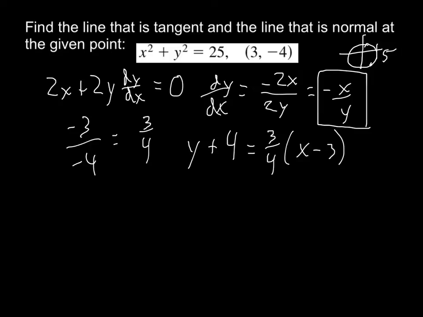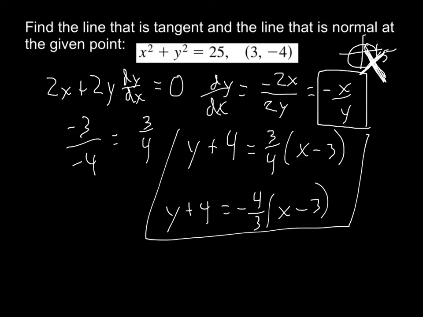Now, the line that is normal, so we were just basically finding this tangent line there. Well, if we want to find the normal line, perpendicular there, we use the opposite reciprocal slope. So it's going to be pretty much the same setup, y plus 4, because that's my y value of the point, equals, but this time it's going to be negative 4/3 x minus 3. So there's our two equations. First one's for the tangent, second one's for the normal line.